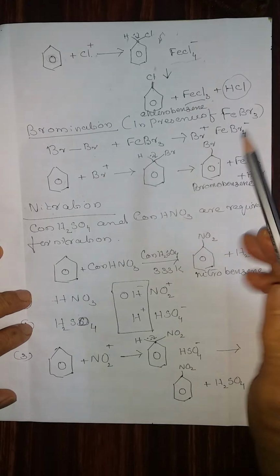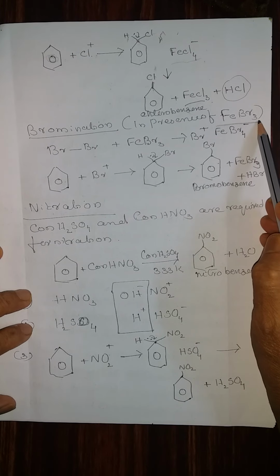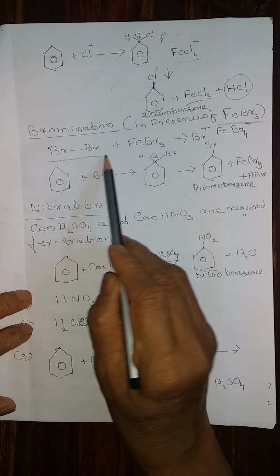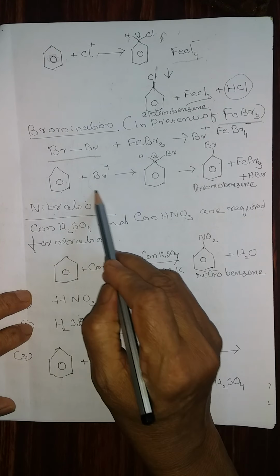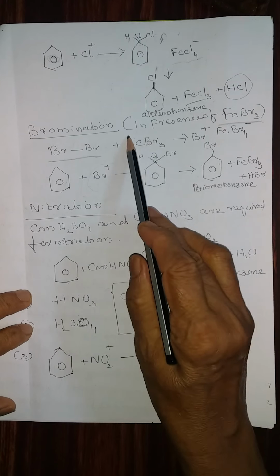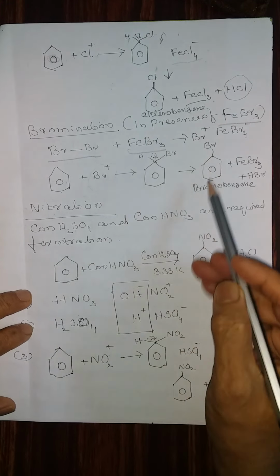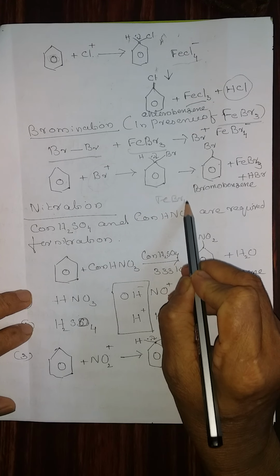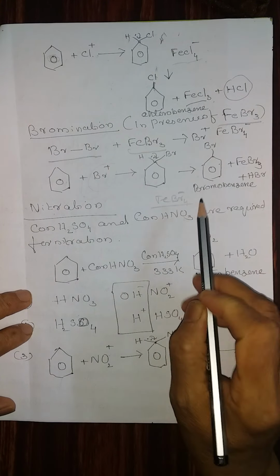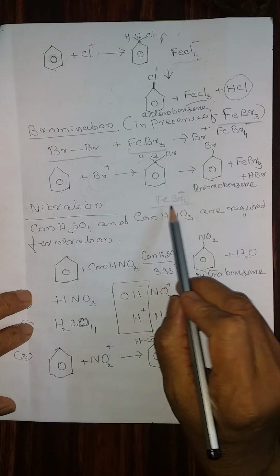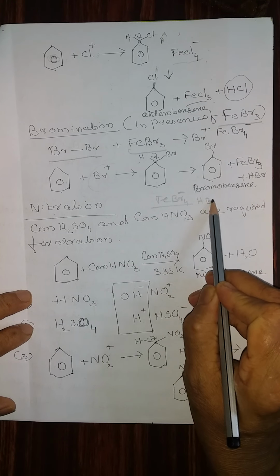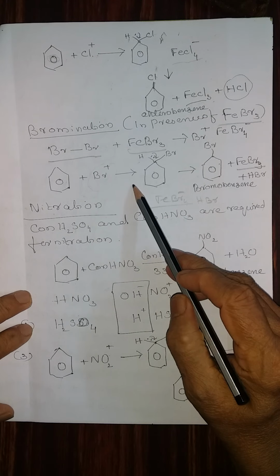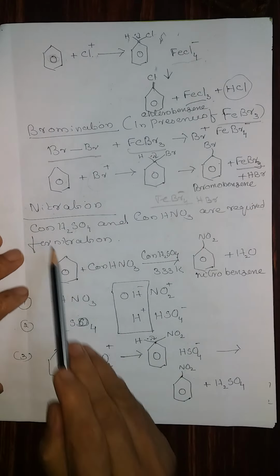Bromination, same principle, FeBr3 is used. Ferric bromide. Bromine undergoes heterolytic fission and forms Br plus, and Br minus reacts with FeBr3 and forms the base FeBr4 minus. This is called the base. This H is eliminated and forms HBr, and FeBr3 is liberated. That is the mechanism for bromination.